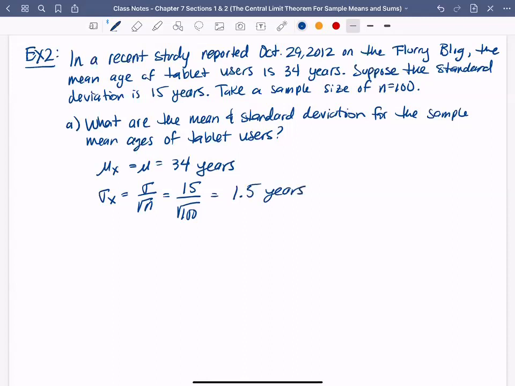So even though it says the standard deviation is 15 years, we want to know the standard deviation for the sample mean. That's when we have to divide by the square root of n. So that does change. So that gives us our starting point.